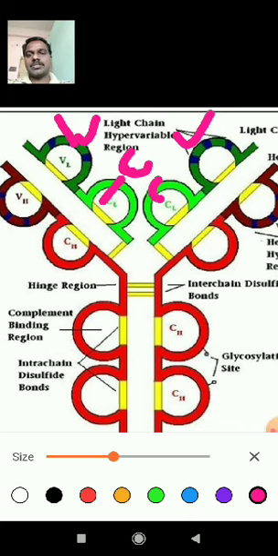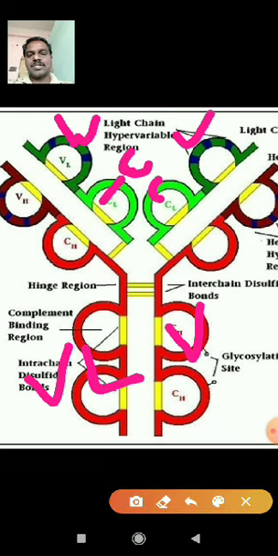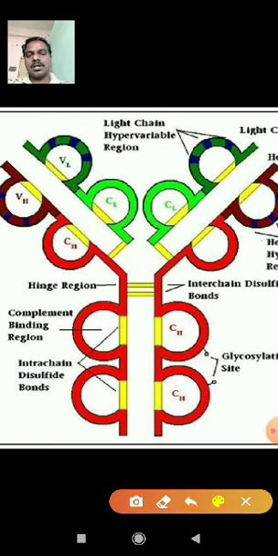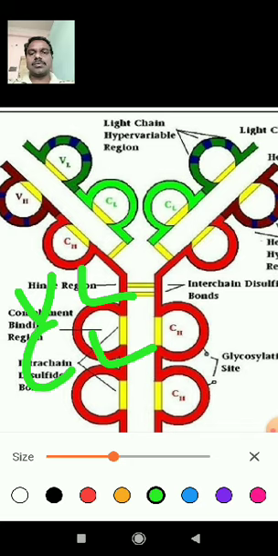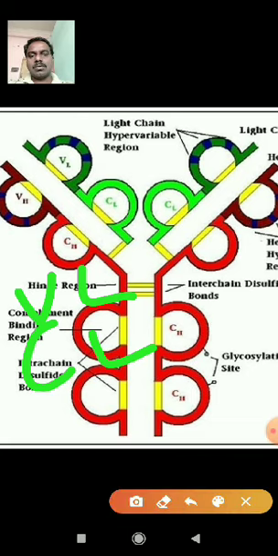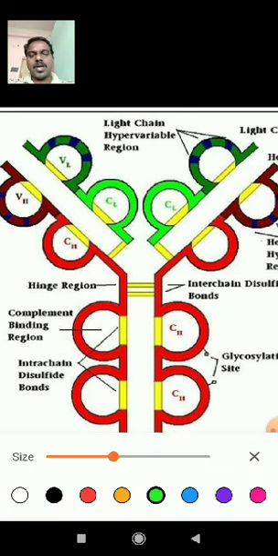The one present in the light chain we call VL. VL means variable domain of the light chain, and the constant one we call CL. CL means constant domain and VL means variable domain. These two domains are present in the light chain at either side. In the heavy chains, we also observe this type of structure, constant domains and variable domains.